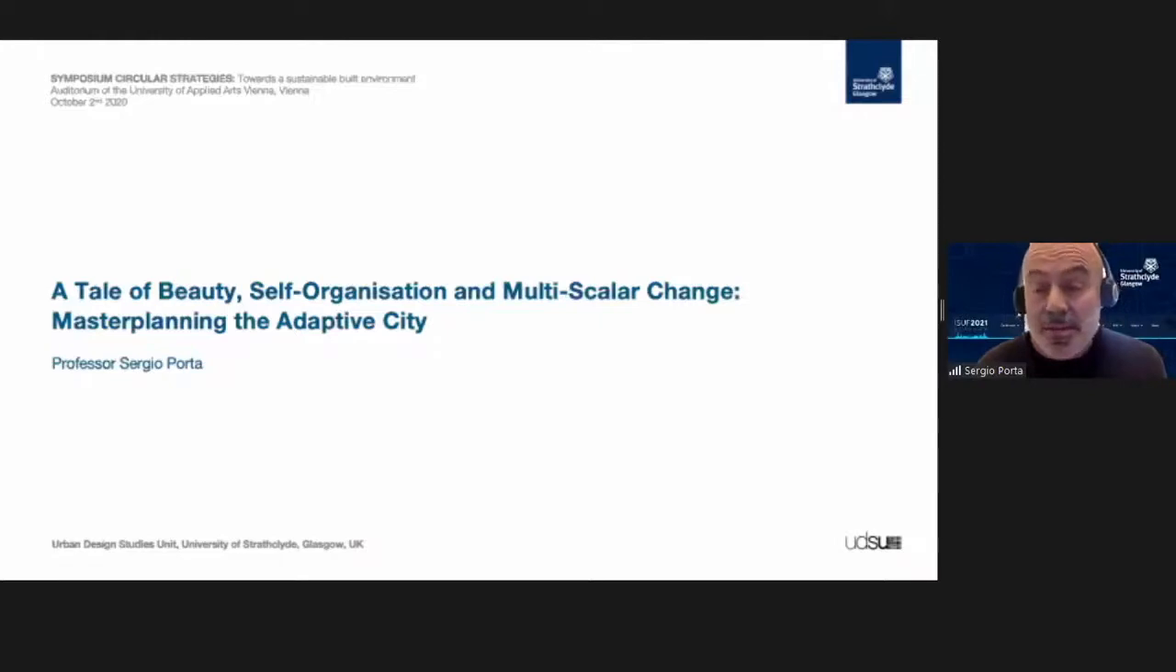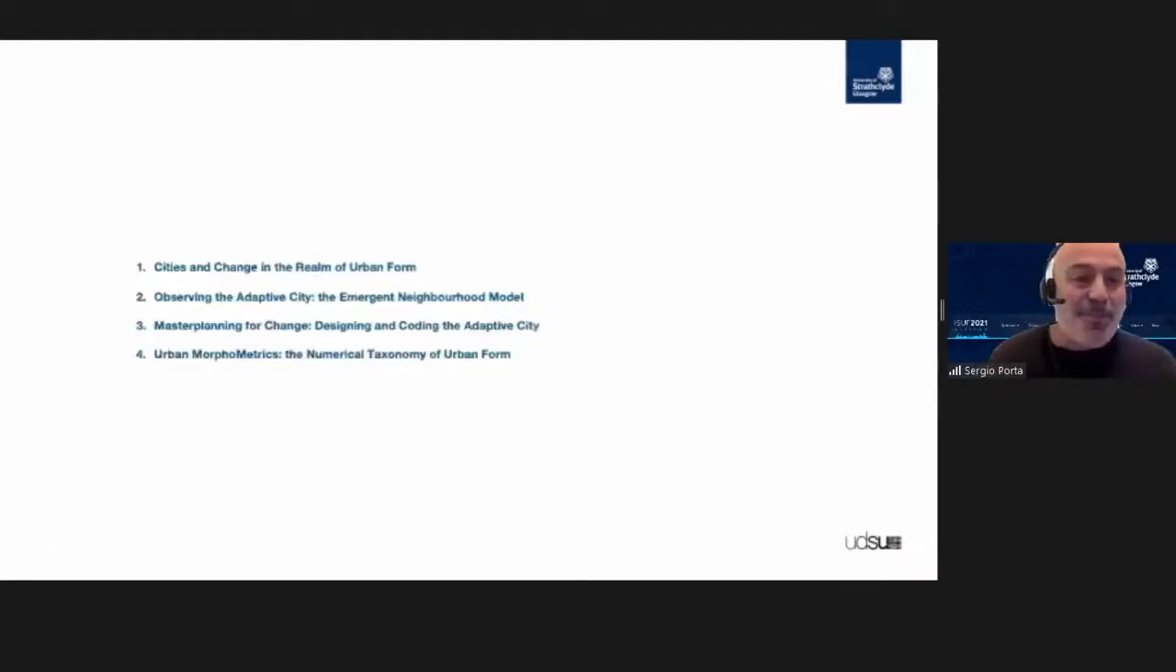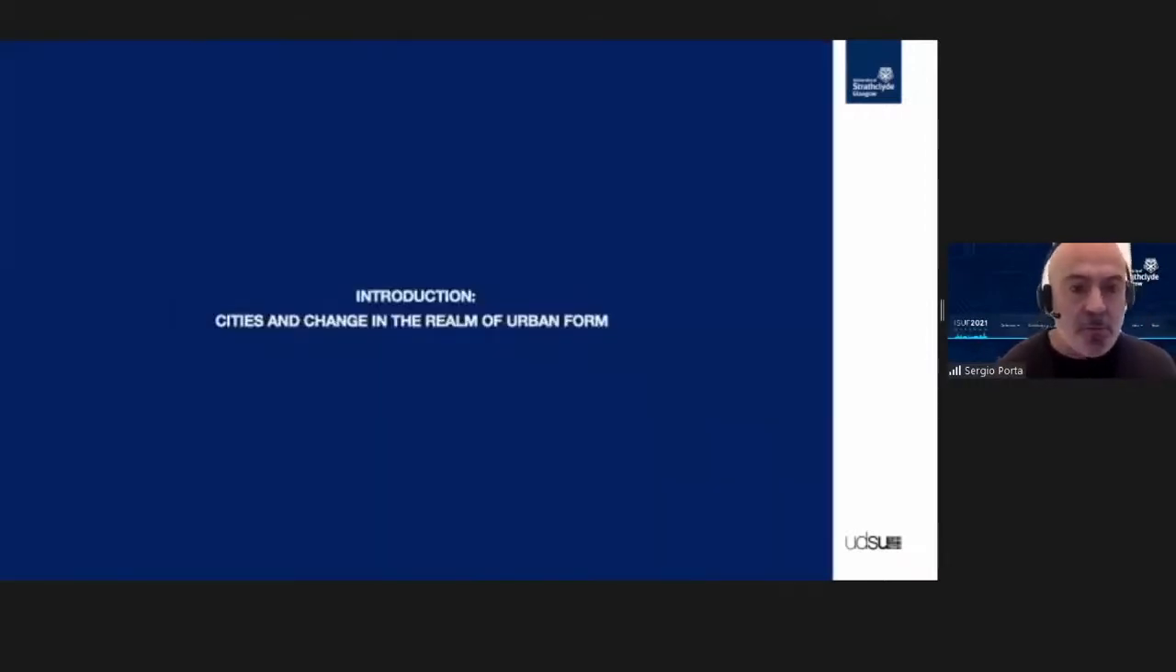Now, how to do that? This is a big question. Okay, let's go back to beauty. Cities and change in the realm of urban form. You see here more or less the breakdown of what I'm trying to talk about now, which would probably take about a couple of days. We have 20 minutes, so I'm going to pick up a few things, and I hope something will remain with you. Certainly the presentation itself will remain with you, will be accessible, and it is fully annotated, so you will be able to follow the narrative step by step, slide by slide.